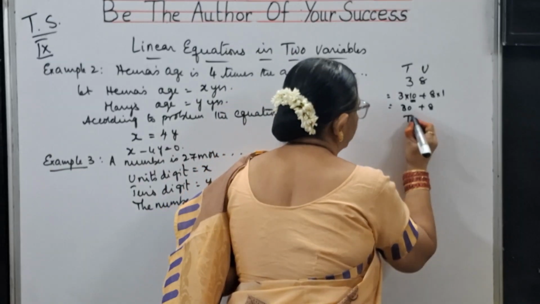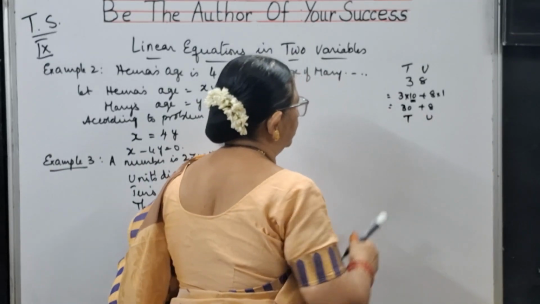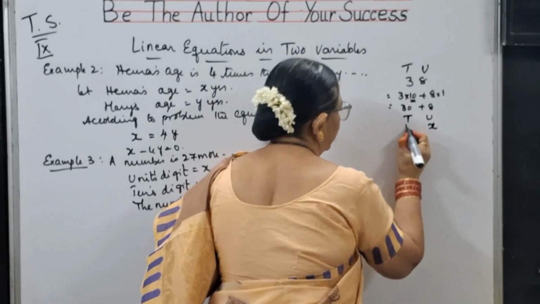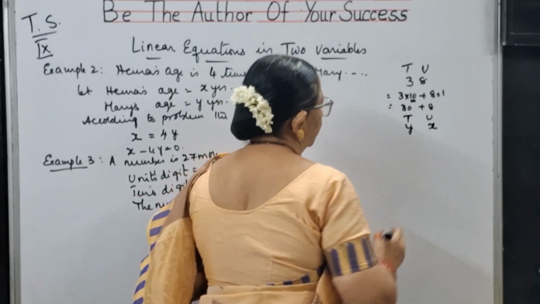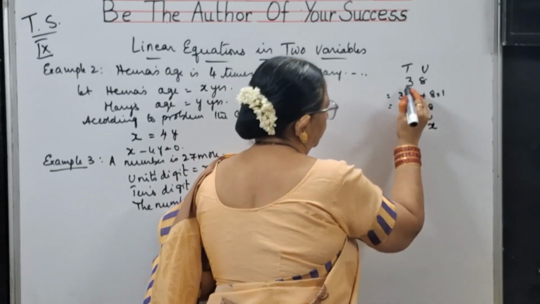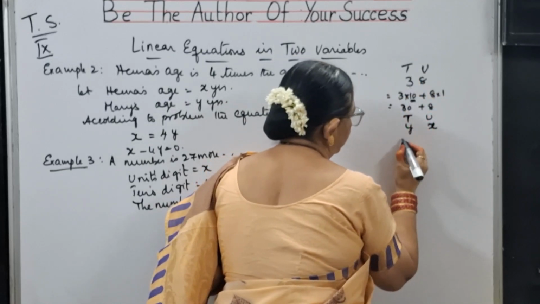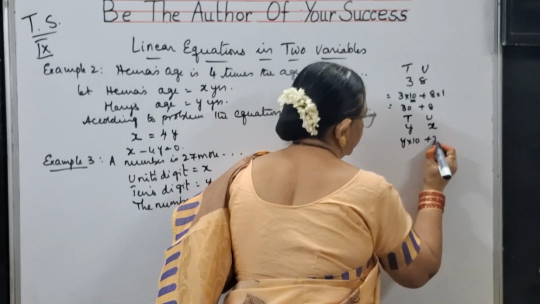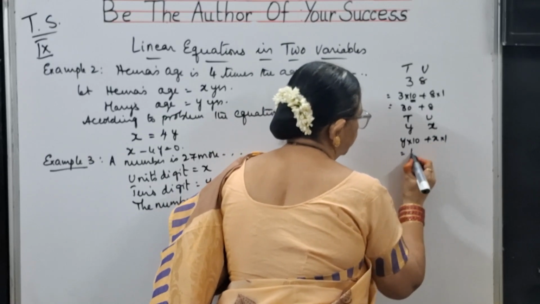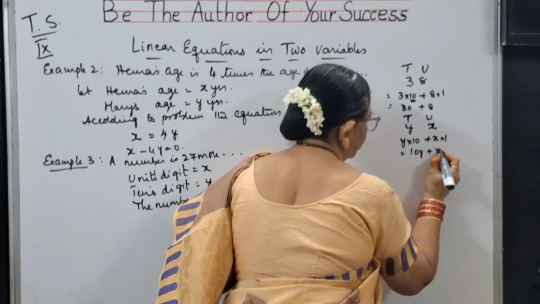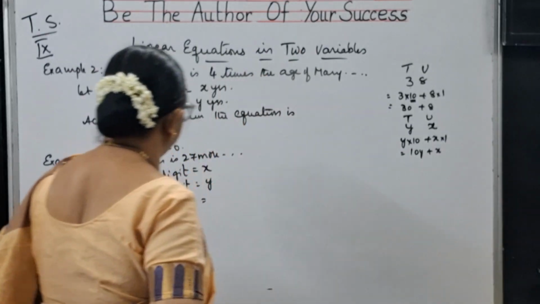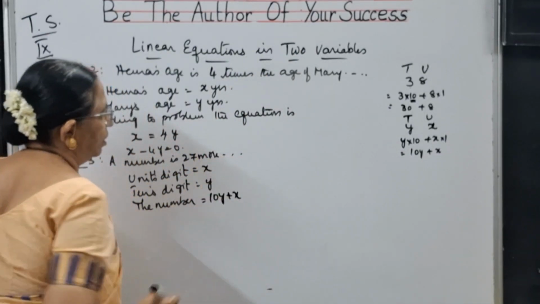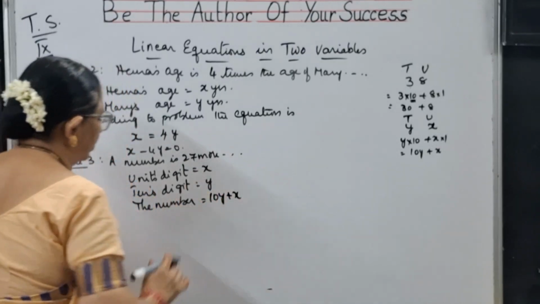So now in this problem, in units place you have got x. In tens place, you have got y. So what will be the number? See, just as with 3 you multiplied by 10, you have to multiply y with 10 plus x with 1. So how much are you getting? 10y plus x. So the number is 10y plus x. I hope I am clear to you children.